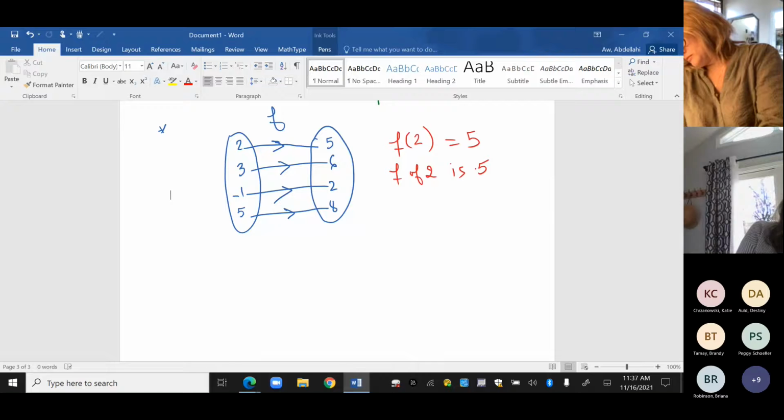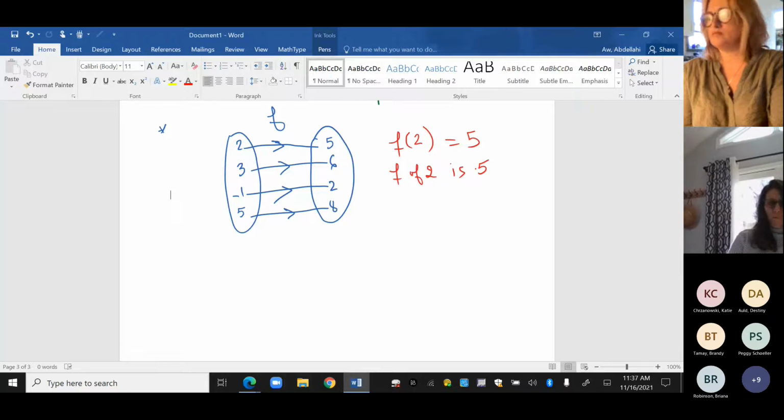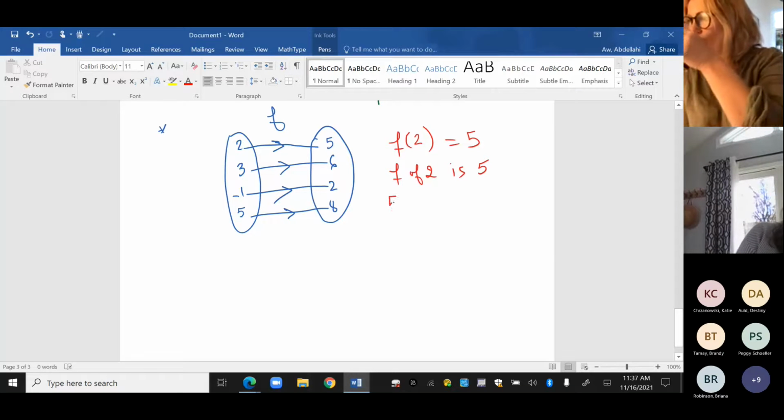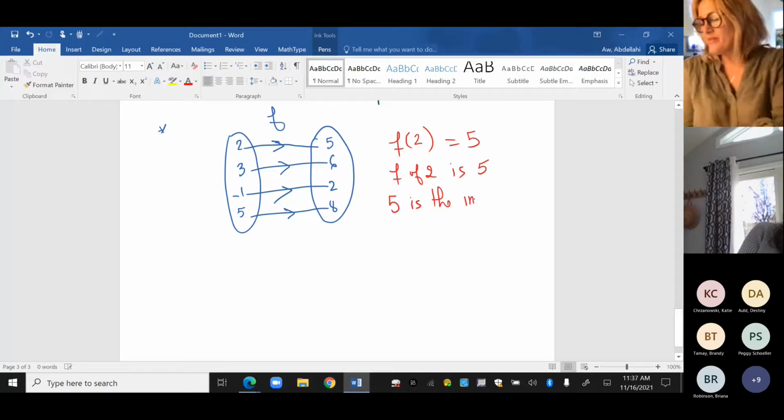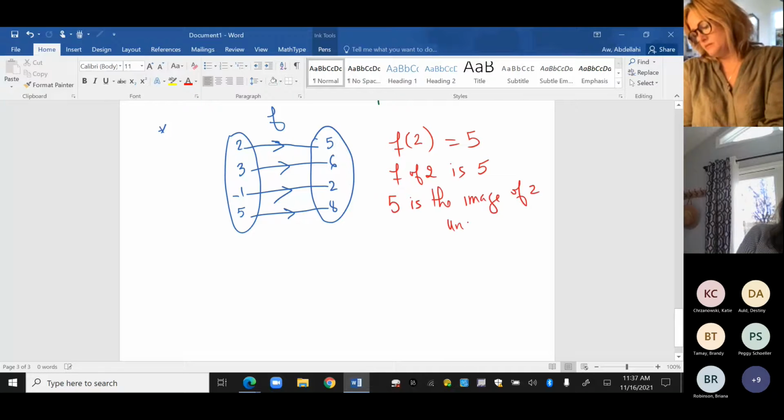Any number between the parentheses is read as an x value. The other number is read as a y value. So we say 5 is the image of 2 under F. This is how we read this: 5 is the image of 2 under F.